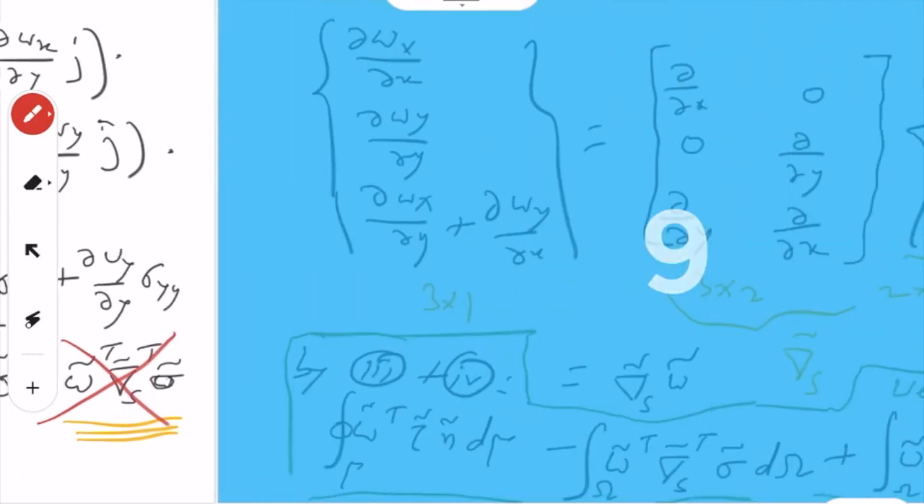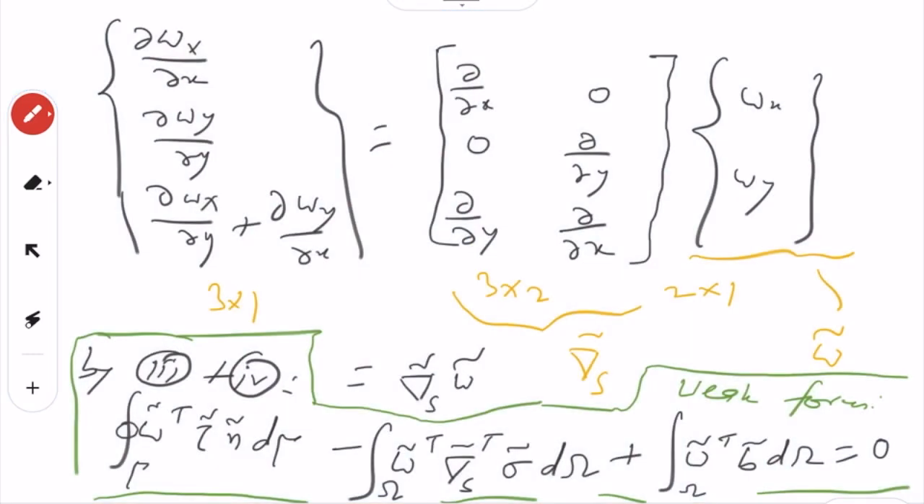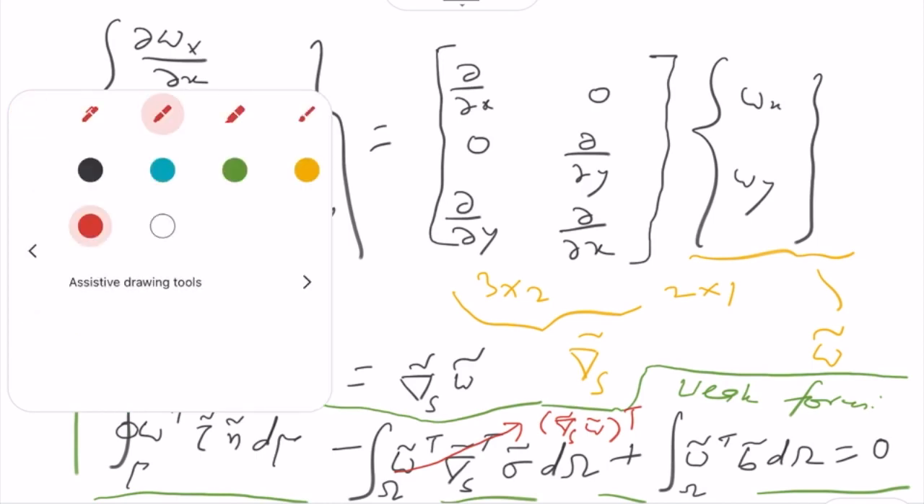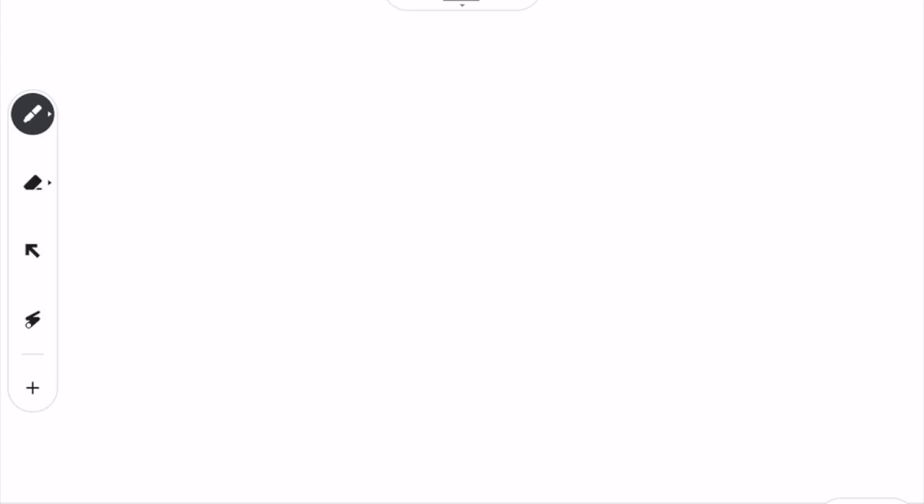And similarly we are going to replace here. We will not use this one; instead we will use del S W and transpose of that. So I am going to write it again. So the final form, not final, we will also have to apply the boundary conditions.